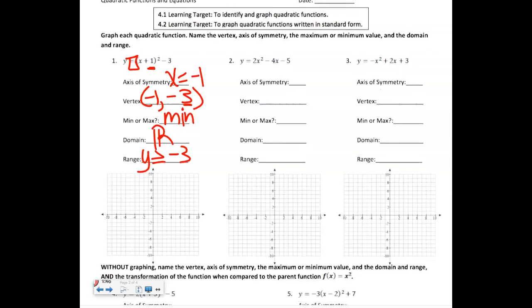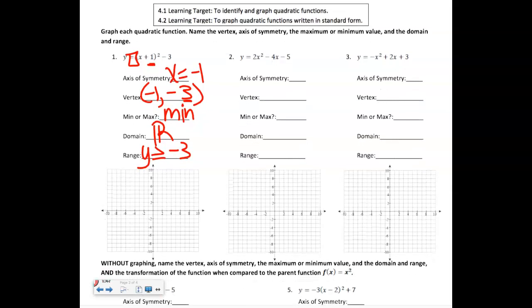Now, when we're in vertex form, how we did these is we made a parent graph. And to make a parent graph, we're going to make a table off to the side here. And for x's, we'll have negative 2, negative 1, 0, 1, 2. And then we square all these numbers. So I'm going to have 4, 1, 0, 1, 4. And this represents my parent. So I'm going to have a point here at negative 2, 4, negative 1, 1, 0, 0, 1, 1, and 2, 4. So this is our parent.